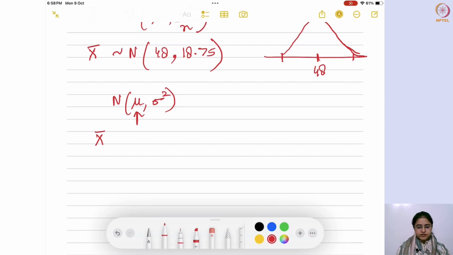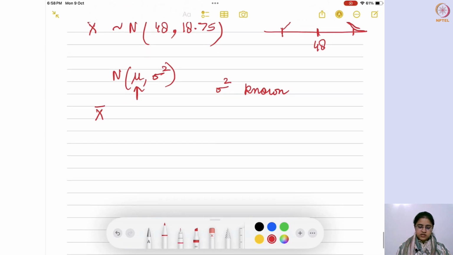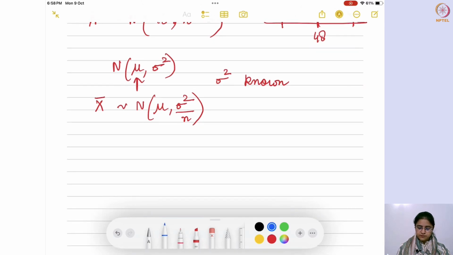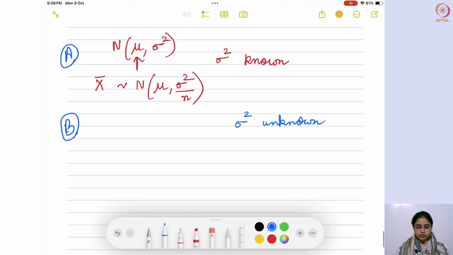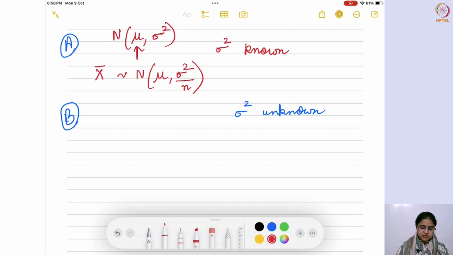We are left with another parameter, sigma square. If sigma square is known, then we found that x bar would follow normal with mean mu and variance sigma square by n. This is the first situation. The second case would be where sigma square is unknown. If sigma square is unknown and we are interested in the distribution of x bar, then what change will come over here?